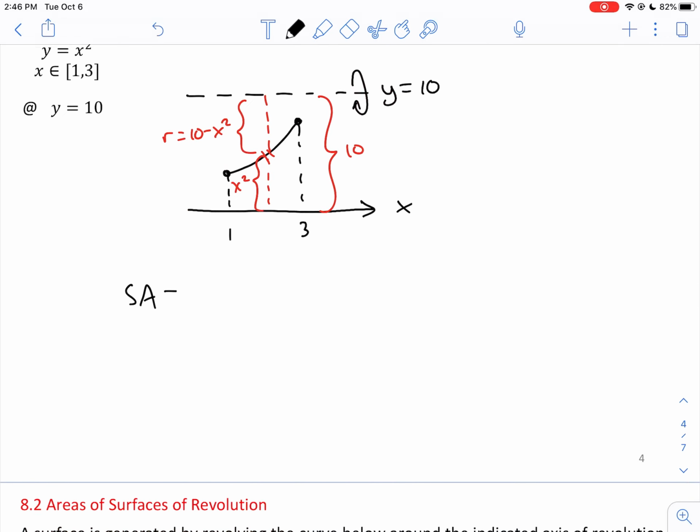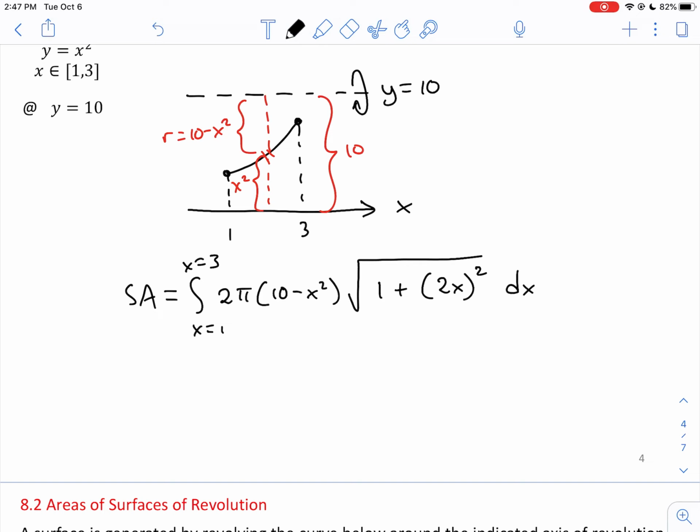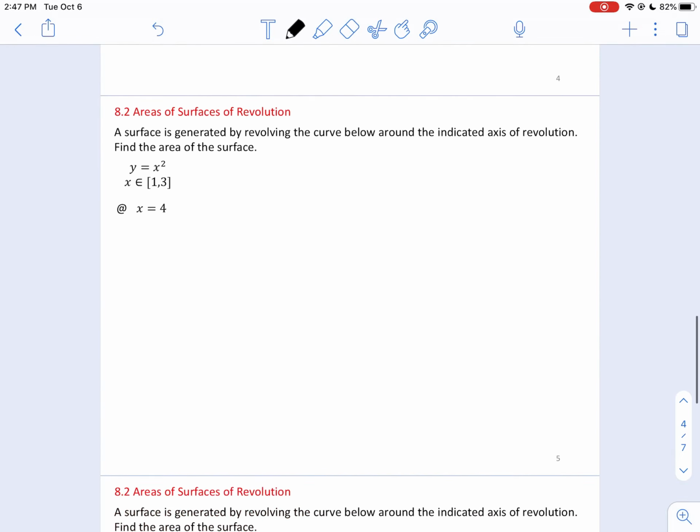The surface area is going to be an integral from x equals 1 to x equals 3, 2 pi times the radius, which is now 10 minus x squared, and then times the ds, which is, in this case, the square root of 1 plus the derivative of the function, 2x, squared, and then put the dx outside here. Again, you would do a tangent substitution to do this by hand, but using an integral calculator, we get approximately 261.995 square units.